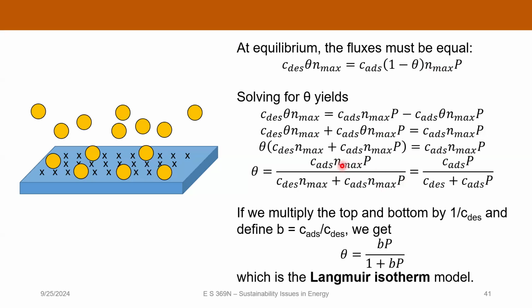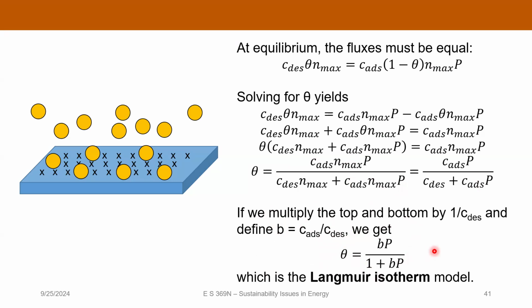So everything cancels out here. And we can represent the two constants of proportionality with a single constant, which we call B. And what we see is that at a given pressure, the fraction of surface sites is given by this equation. Now, this equation is called an isotherm because it assumes that the temperature is constant.